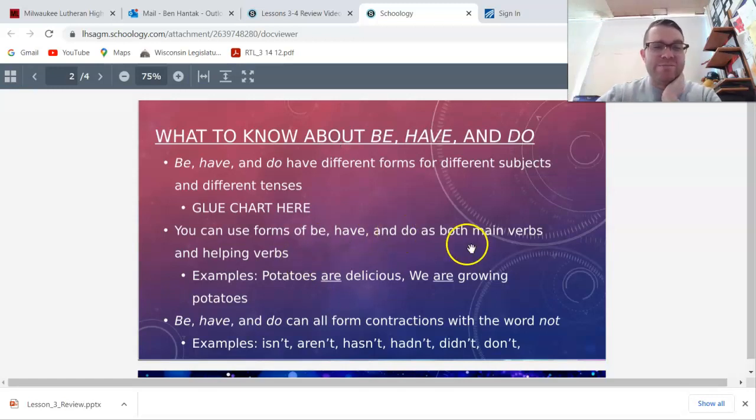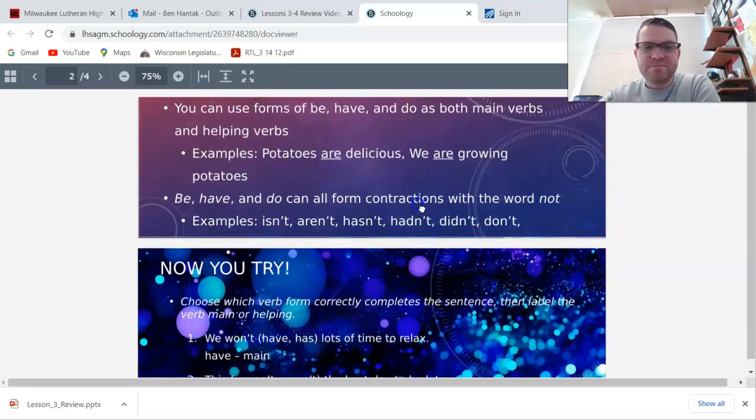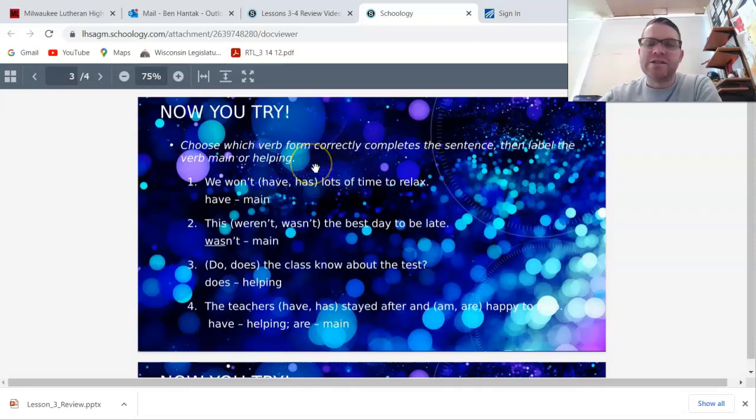They can also be used as both main verbs and helping verbs, which are a little bit tricky. Potatoes are delicious. That's using it as a main verb, using are, or a form of to be, as a main verb. We are growing potatoes, helping verb. So notice that are, really any form of be or have or do, they can be helping verbs as well. We have to identify how they're used. A lot of how these work has to do with subject-verb agreement as well, which we'll touch base on next week. Let's see how they work.